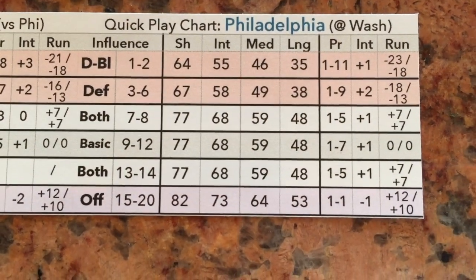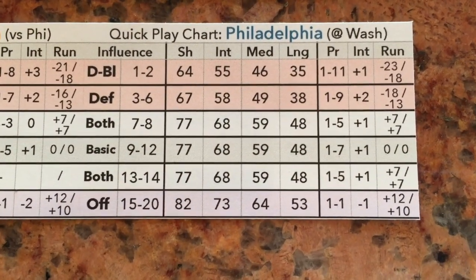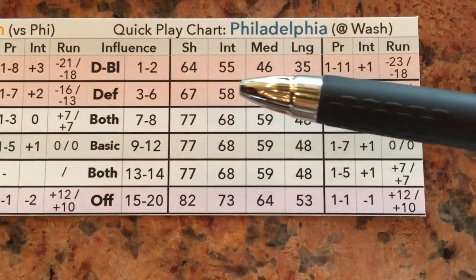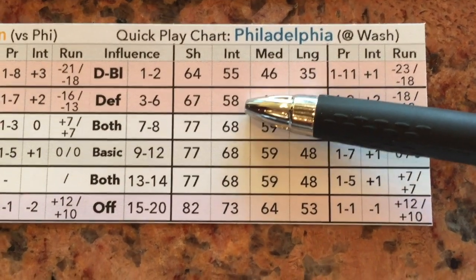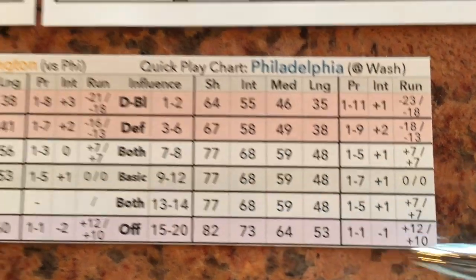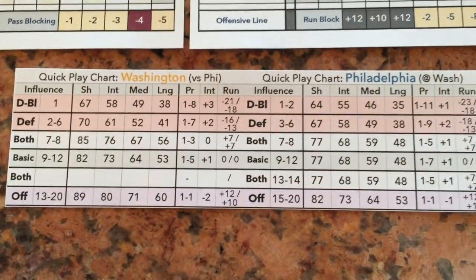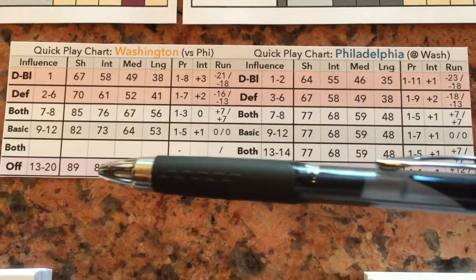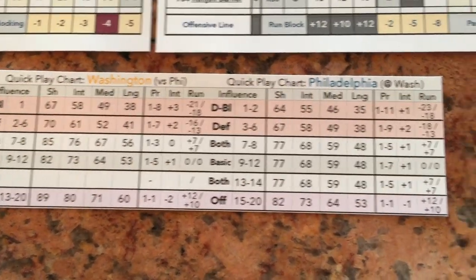You roll a d20 and you check to see where the influence is. So if you rolled a 5, it would mean defense has influence. His pass quarterback rating number is 58, or if offense has influence, his quarterback rating is 73. If you compare that to Kirk Cousins, his numbers are a little higher than Carson Wentz.